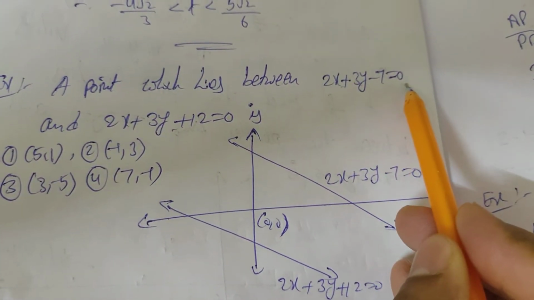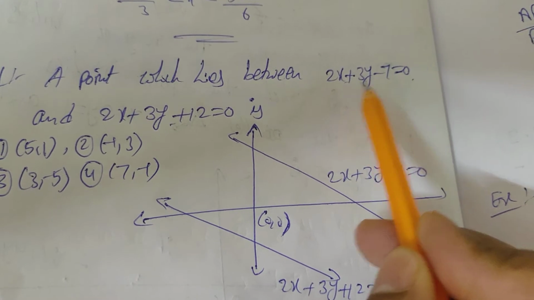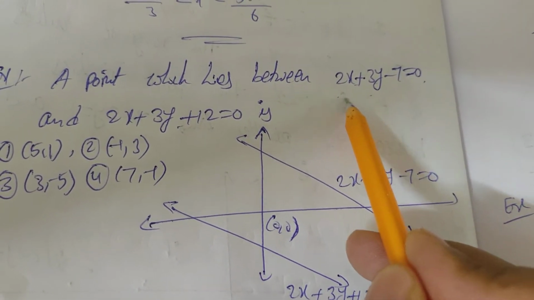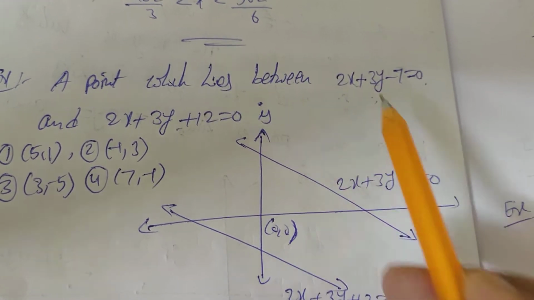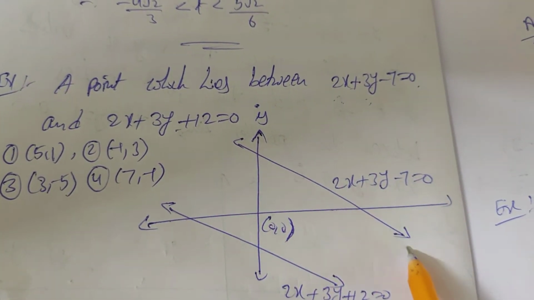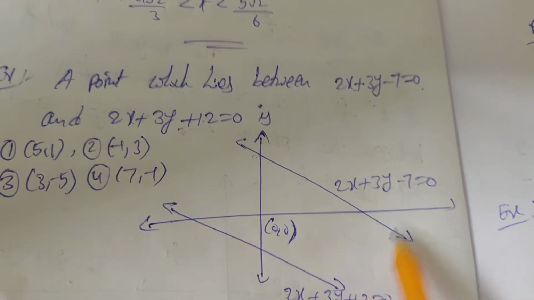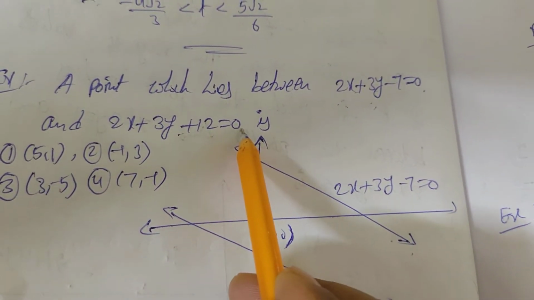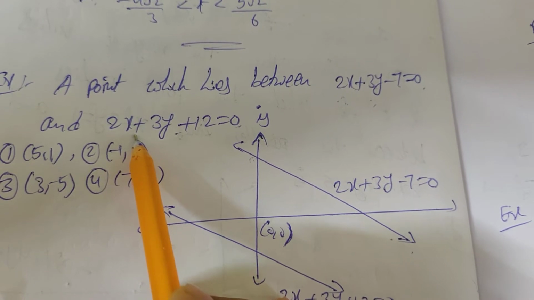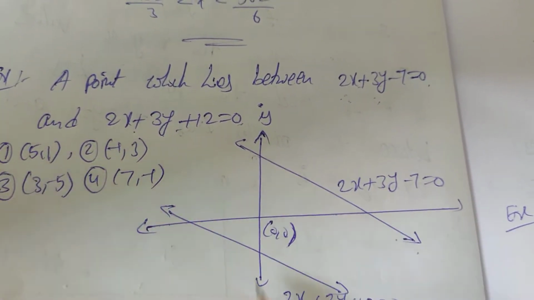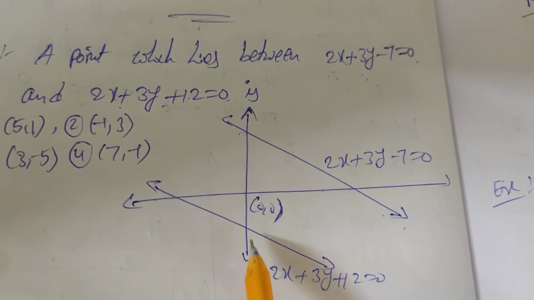We have 2x plus 3y is equal to 7. So transpose 7 to the denominator. Here the x intercept and y intercept are both positive, which means the line goes through the positive x axis and positive y axis. So the line looks like this. Here it gives minus 12. If minus 12 is transposed to the denominator and converted into intercept form, then the x intercept is negative and the y intercept is also negative. So it goes through the negative x axis and negative y axis.